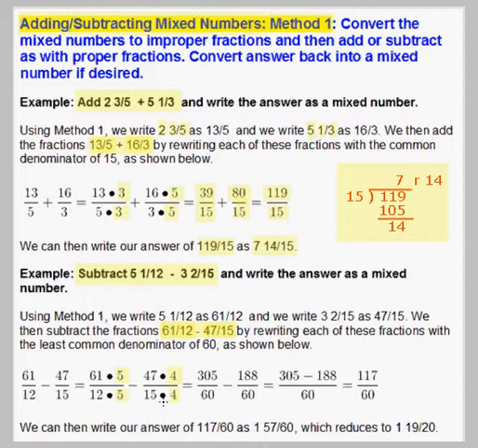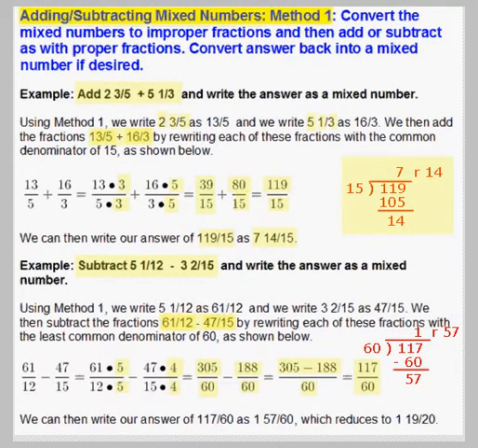Now we have to do the multiplications. 5 times 61, if you do that multiplication, you'll get 305. We place that over 60. Our second fraction, 47 times 4, is 188, and we place that result over 60. So we have now two fractions with common denominators. We take the numerators and combine them with subtraction, and we get 305 minus 188 over our common denominator of 60, and that becomes 117 sixtieths.